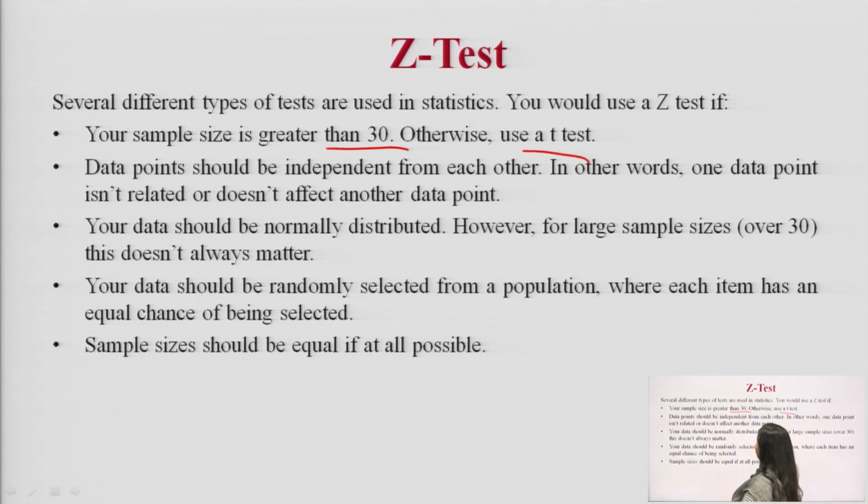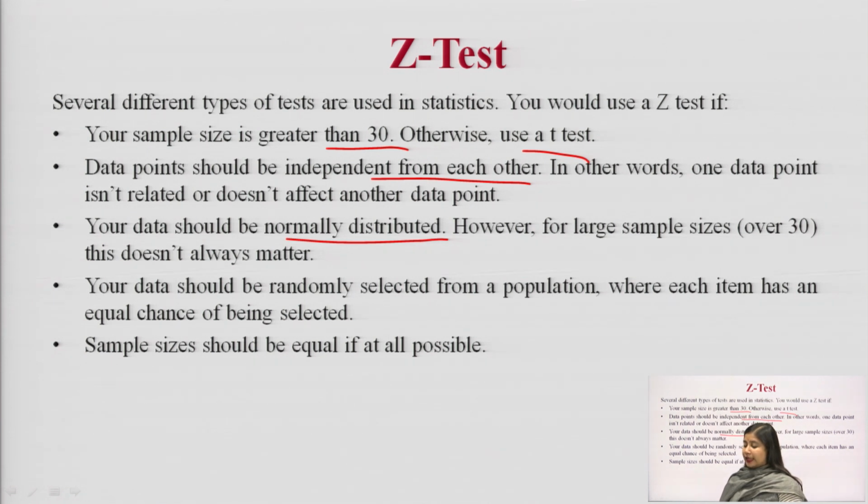Then the data points should be independent of each other, means your variables should be independent, in other words a data point does not affect another data point, means one set of data does not affect the other set of data. The next point is your data should be normally distributed, means they follow the normal distribution curve. If the data follows the normal distribution curve, then we use the Z test. However, the large sample size over 30 does not matter in this.